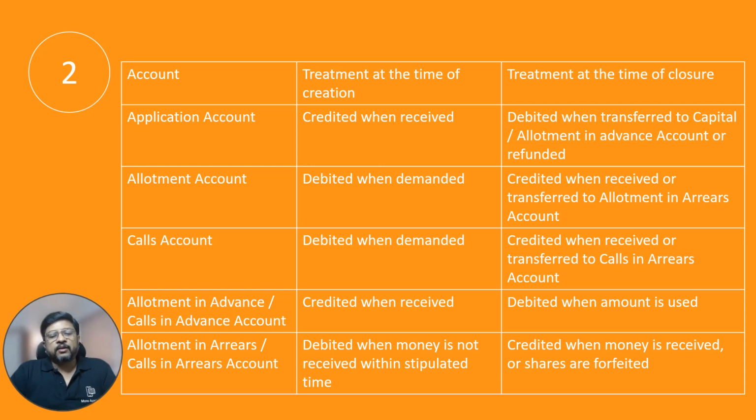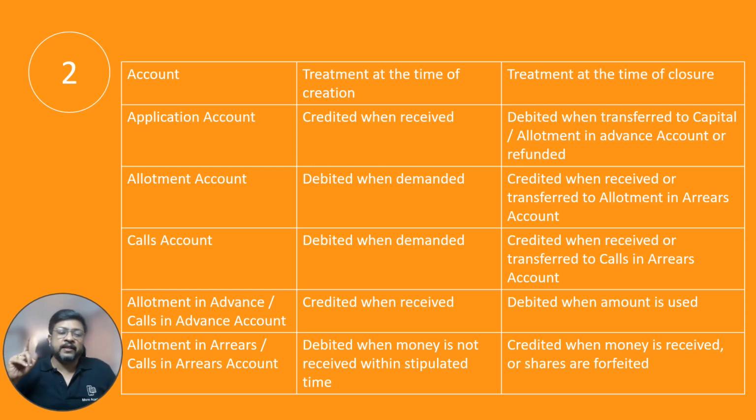Allotment in arrears account and calls in arrears account, these are our debtors. So debtors, that means it is debited when the money is not received within the stipulated time period of the call or allotment money, and it is credited when the money is received or when the shares are forfeited. So I am repeating again, application and allotment in advance. These both of the accounts are similar in nature. They get created out of credit and they get closed out of debit.